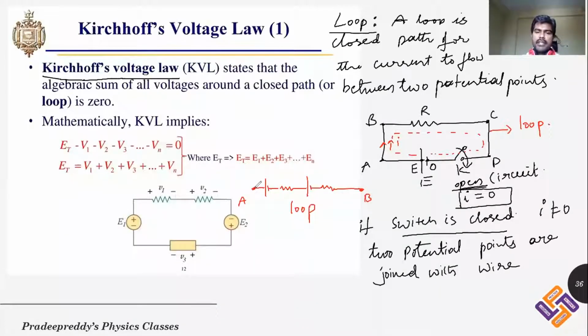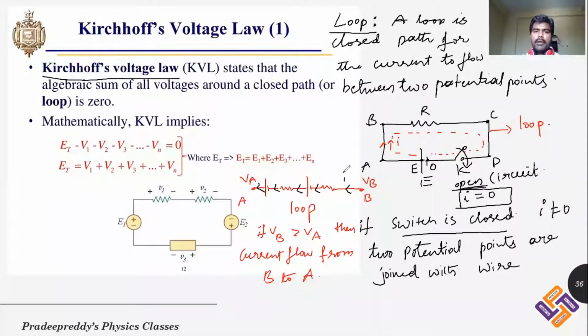See, potential at this point, as A is connected over here, potential here is VA. Potential here is VB. Of VA and VB, any potential point may be greater. Suppose VB is greater than VA, then current flows from B to A. Current starts to flow, and that current will be flowing from B to A in this direction, like this. I is the current flowing from potential point B to A.